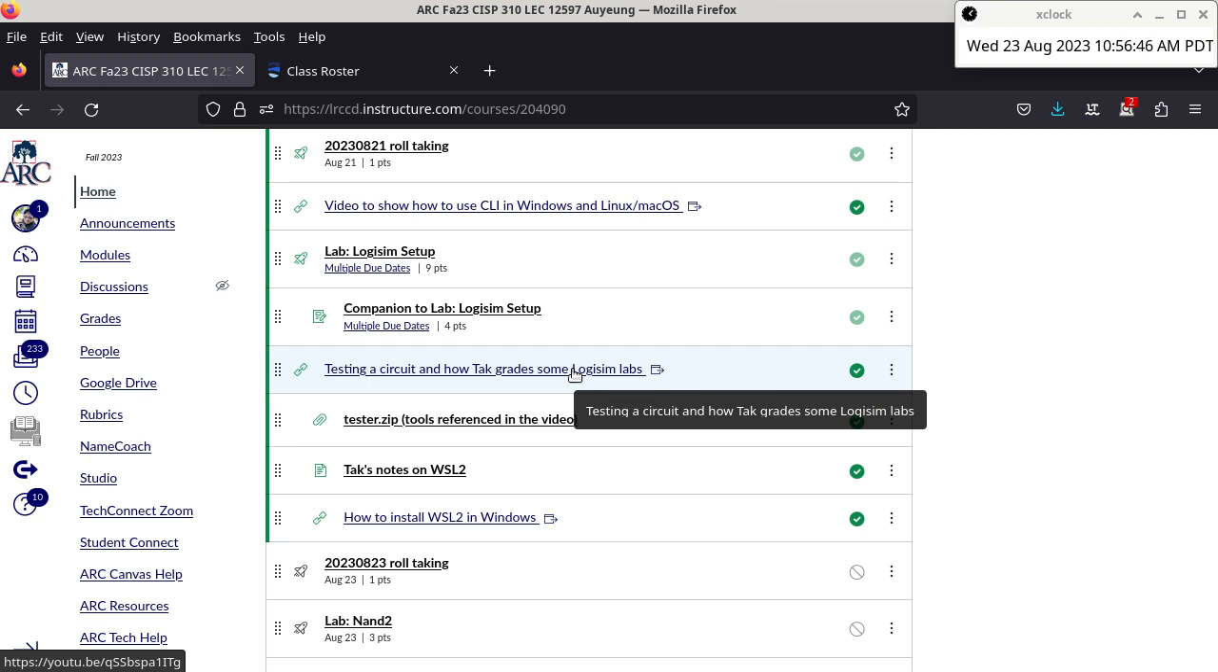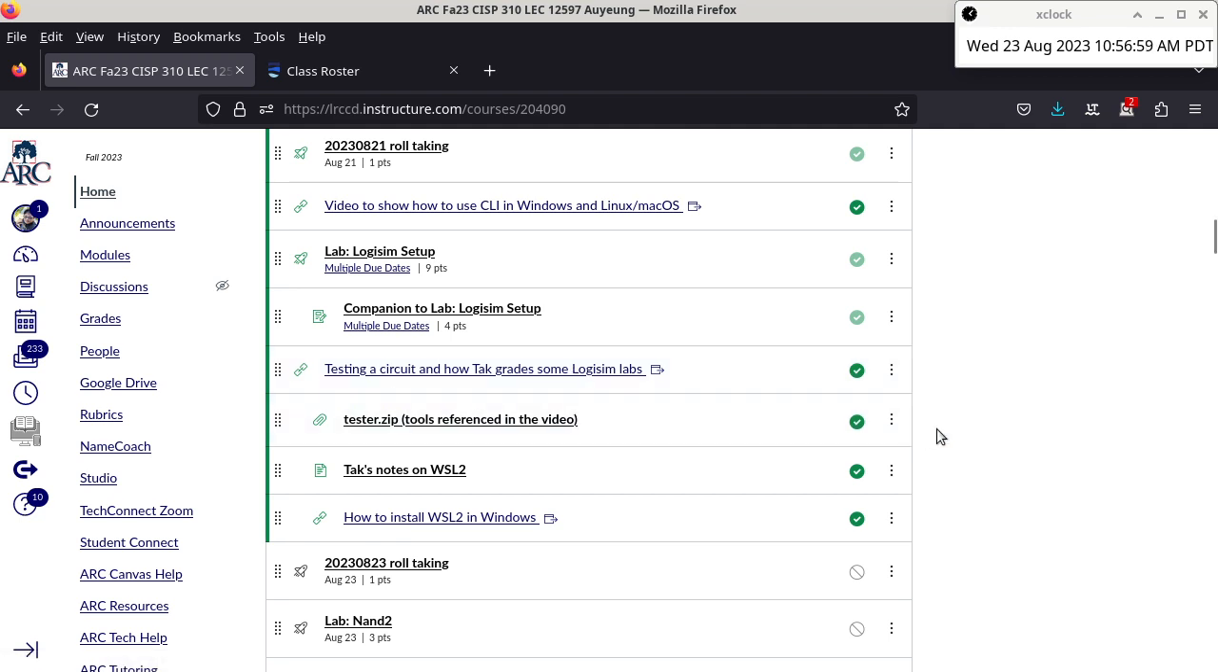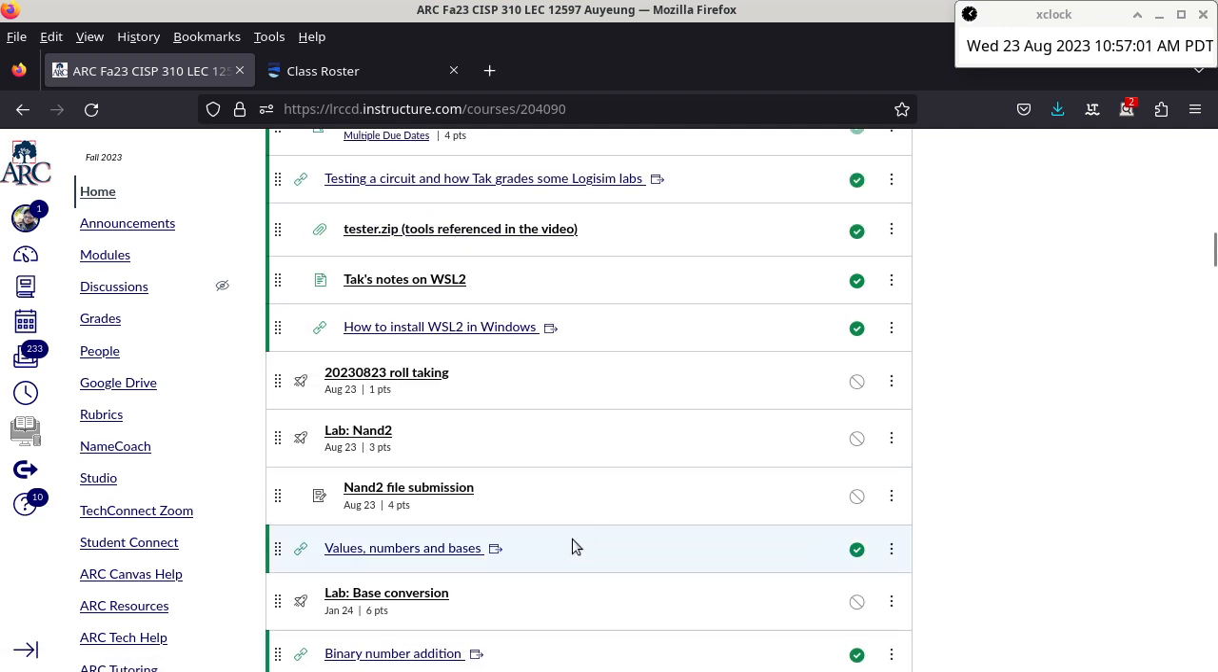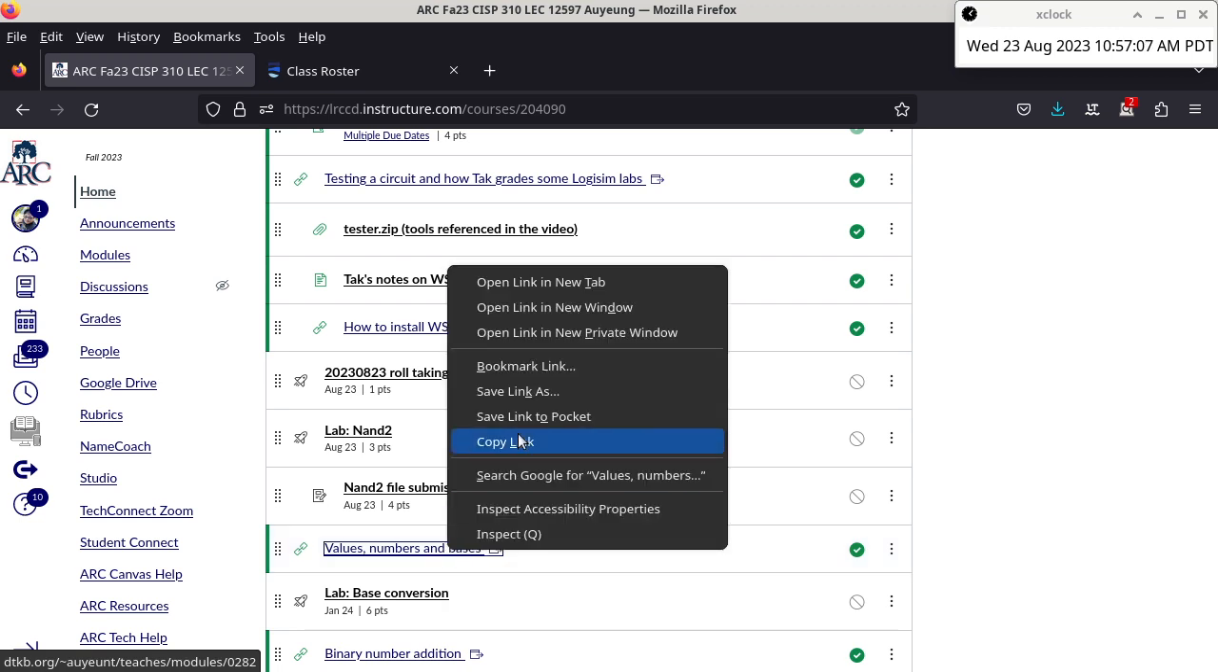The test circuit that you made use of, hopefully, on Monday, is a way to quickly check to see whether your circuit works the way it's supposed to. But I'm going to bypass that one a little bit, and then we move on to values, numbers, and bases, which is about base conversion. So we'll take a look at this one.